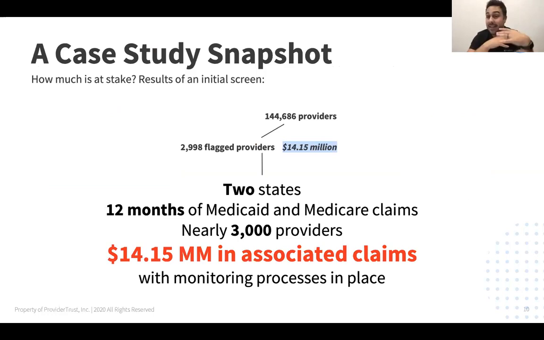This is a case study that we did for one of our partner health plans. It's about 150,000 providers. Outside of that, we looked at a provider network across government programs across 2 states. We looked at 12 months of Medicaid and Medicare claims. We were able to flag nearly 3,000 providers and $14 million in associated claims with, quote unquote, really good internally built monitoring processes in place that ultimately contributed to the leakage problem.